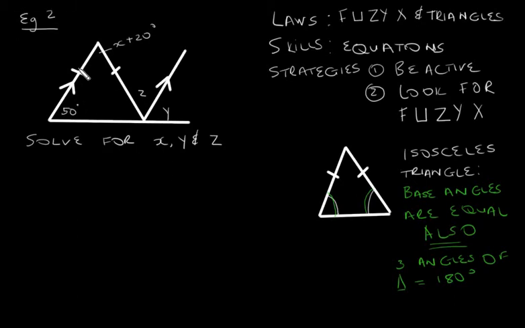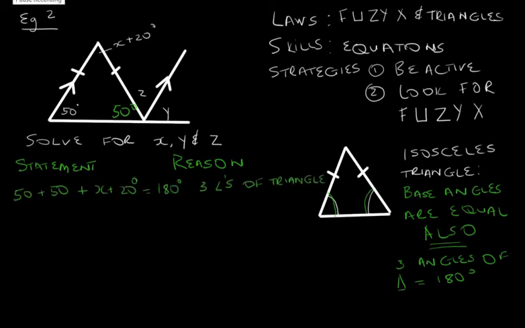So if this is an isosceles triangle as indicated here, it means that our base angles must be equal. So if that is 50, then this angle must also be 50. That's correct. So in order to solve for x, we need to say 50 plus x plus 20 is equal to 180 degrees. Why would that be? Because there are three angles of a triangle, and three angles of a triangle add up to 180 degrees. So there's our statement with our reason.